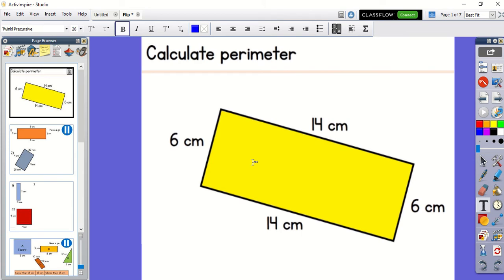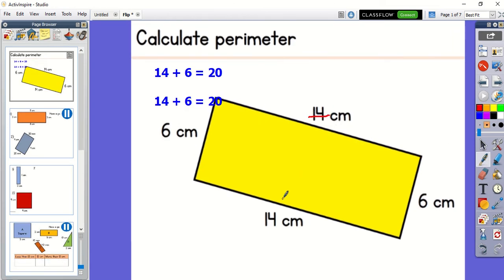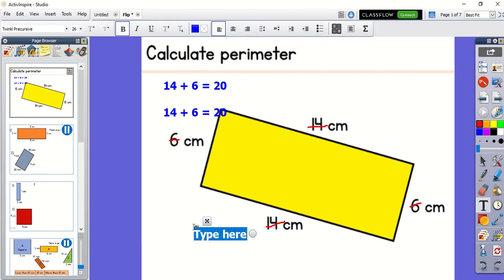Now, this is a really nice question because I can make this really simple because I know number bonds to 20, 14 add 6 equals 20. And then I can do another 14 add 6 equals 20. And as you can see, I've used all 4 of my lengths. I've used both 14s, and I've used both 6s. And now, to find my final answer, I just have to do 20 and 20. And that gives me the answer, 40.